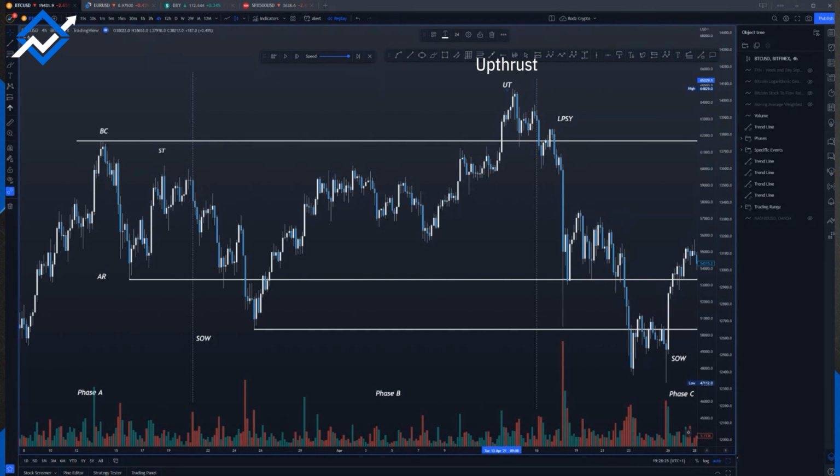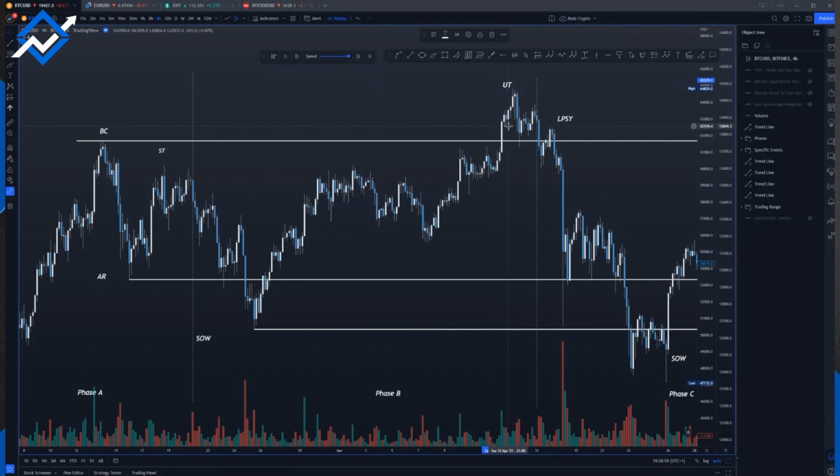This is the spring or shakeout in a distribution trading range. It is the final test of demand. The upthrust, or the upthrust after distribution, is not required for a valid schematic, but in this case we have it because during the distribution schematic type 2, which we'll cover in another video, there's no upthrust, there's no UTAD.